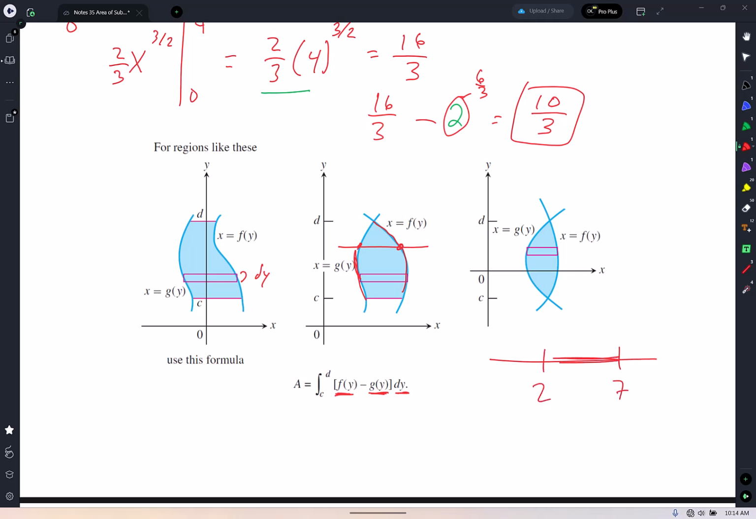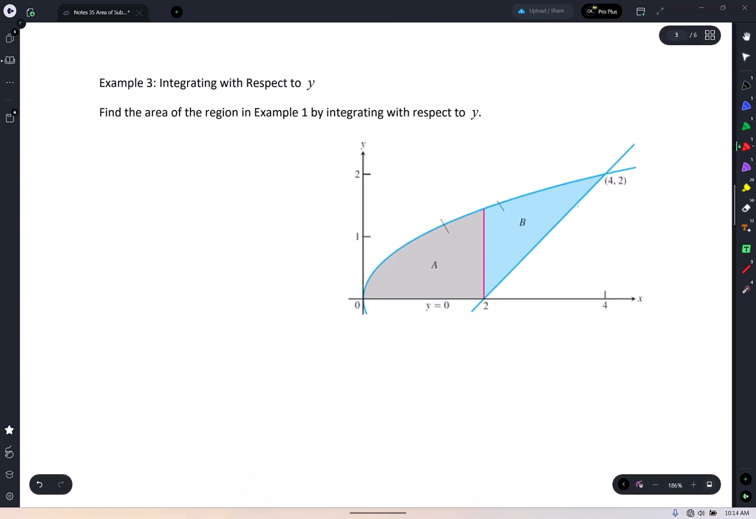If I want to know this gap, you go 7 minus 2, right minus left. Do you guys see that? Okay, so from now on, there's your rectangle, rightmost minus leftmost. Draw a vertical line, right minus left. We're going to do an example. What example are we going to do?